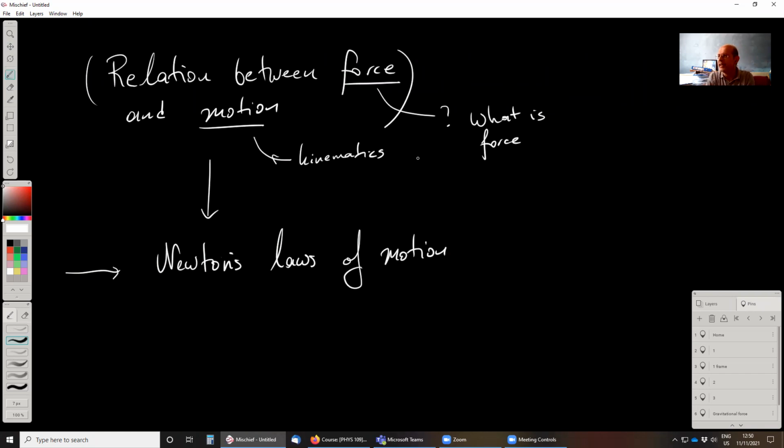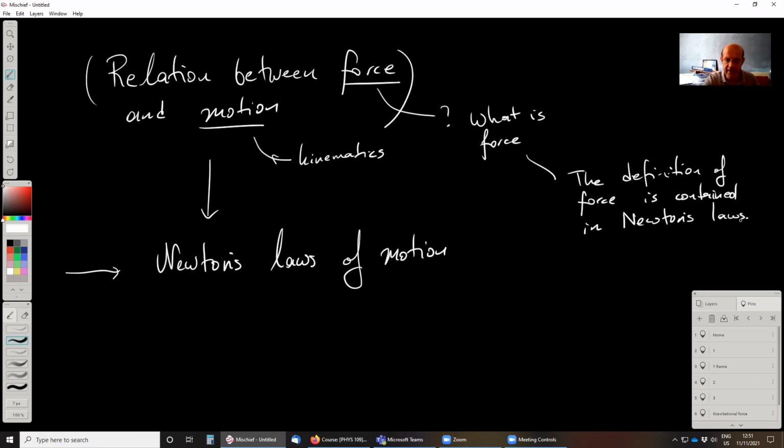The correct answer is that we cannot define it exactly, because I can define things based on something else that we already know. But since this is the first law of nature that we are going to state, we don't know anything before that, right? We only know mathematics, okay? So as a result, if I want to define a concept, I cannot base that definition on anything. So there is no way that I can define what a force is. Let me just say it like this: the definition of force is, let's say, contained in Newton's laws.